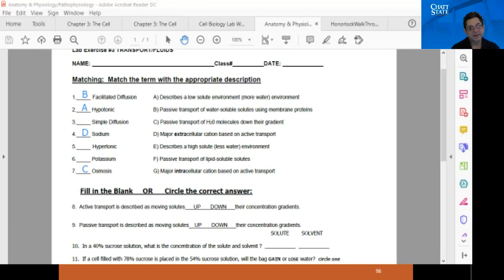Perfect. Describes a high solute, less water environment. How about that one? Hypertonic. Yeah. Again, how do we describe that? High solute. Hyper means high, tonic means solute. Specifically from the textbook, it means impermeable solutes. But guess what? In this question, we don't care, to be honest. Let's just make it easy. Sometimes there are specifics like that, but in this question, high solute means hypertonic.